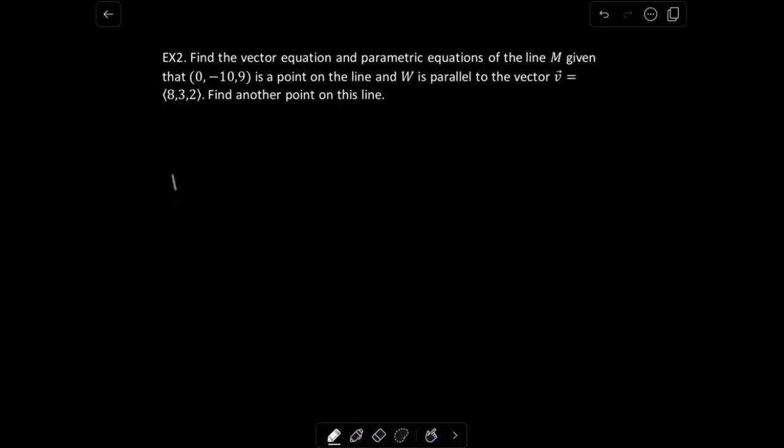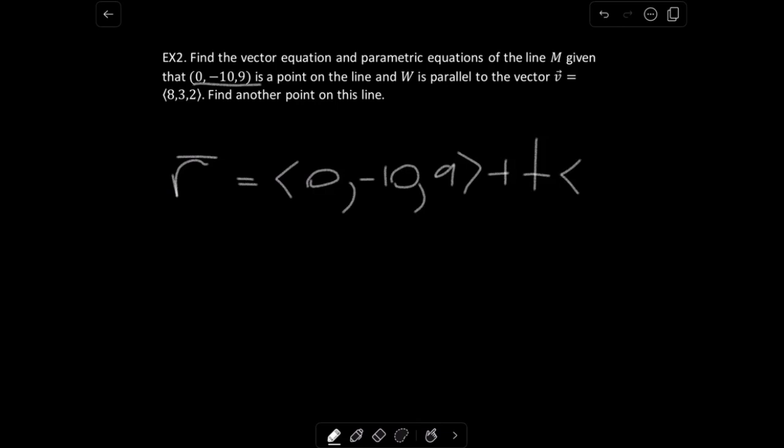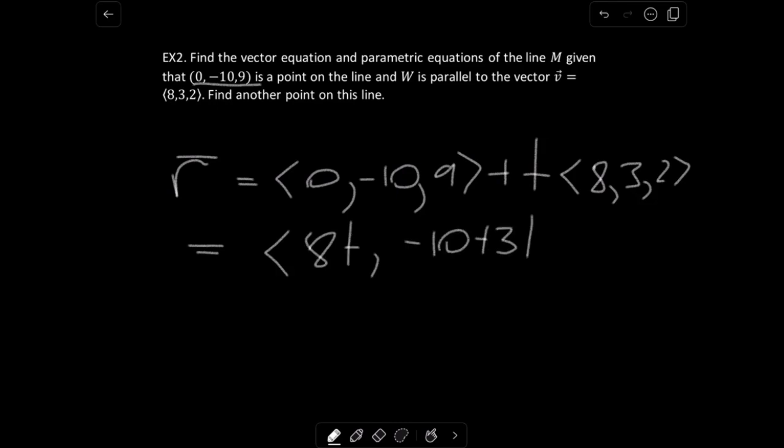Okay, let's do this. The vector equation of the line r is equal to the position vector going from the origin to the point on the line, which is 0, minus 10, and 9, plus our parameter t multiplied by the direction vector v. The direction vector is 8, 3, 2. Now let's put this in a single vector. We get 8t, minus 10 plus 3t, and 9 plus 2t. That's the vector equation of the line.